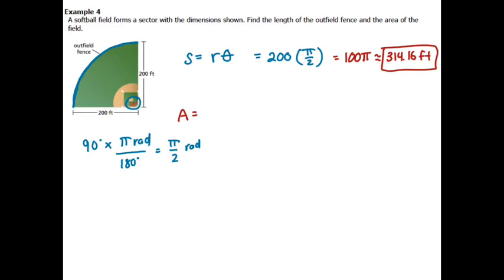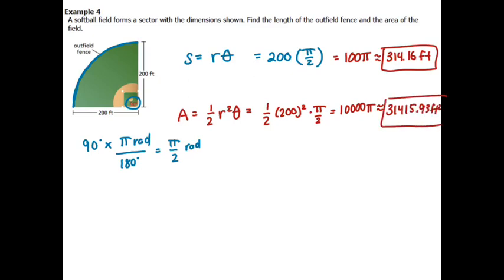All right, last one, area. We have the equation 1/2 r squared times theta. Again, theta is an angle measured in radians. We know r is 200, so we're going to square that, and then we're going to multiply that by pi over 2. Okay, this time we're going to get 10,000 pi. So the area of the field, if you just type that into your calculator, is pretty large. 31,415, almost 416 feet squared. Just using those equations from that core concept above.